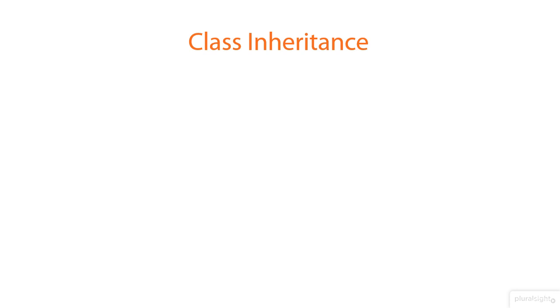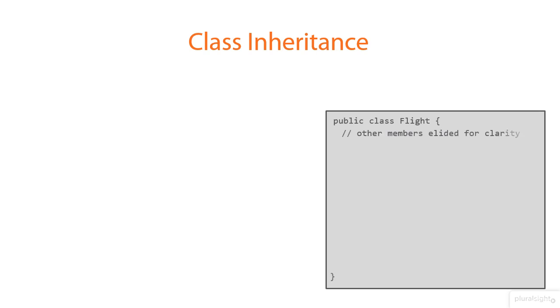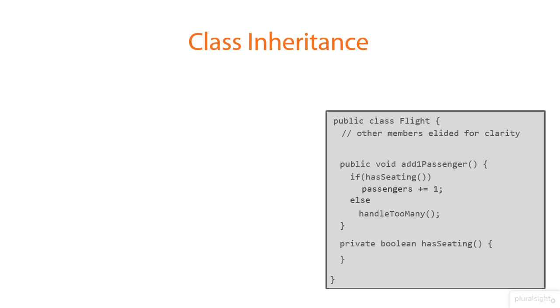If we look at our code here, remember that we have our flight class, and as we've seen, our flight class has a method called add1passenger. Inside of add1passenger, it will check to see if we have enough seating. If so, we add the passenger. If not, we handle the case of too many. The way we check is that we have a method called hasSeating, which basically looks and sees that as long as the number of passengers is less than the number of seats, then we'll say we have seating.